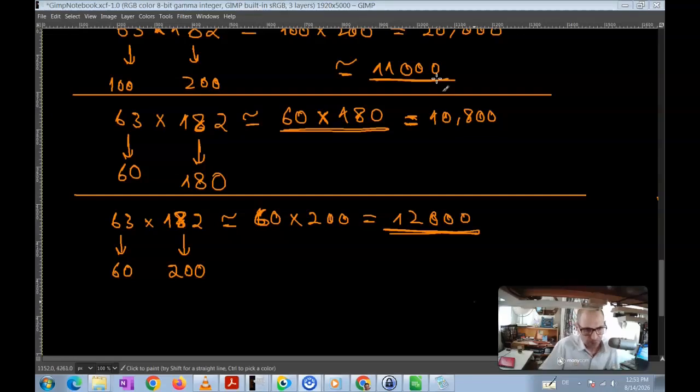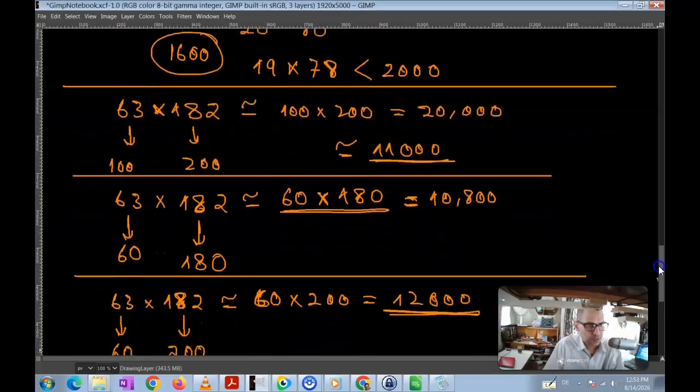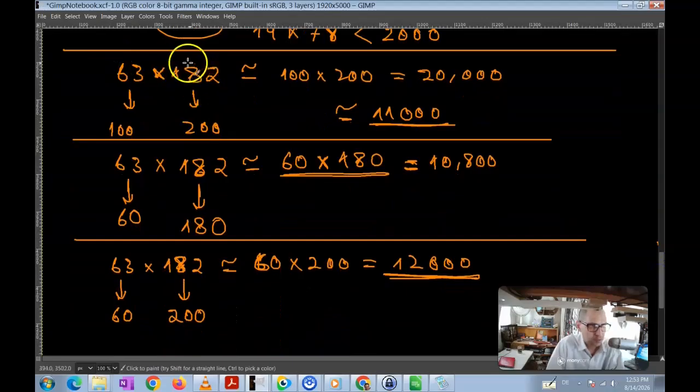So what we learn from here is that it doesn't make any sense, when you have a calculation like 63 times 182, to round both of the numbers to the hundreds place value. So this is a number with the digit in the hundreds place value.